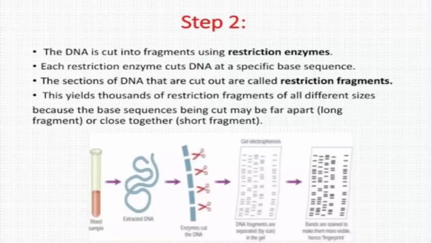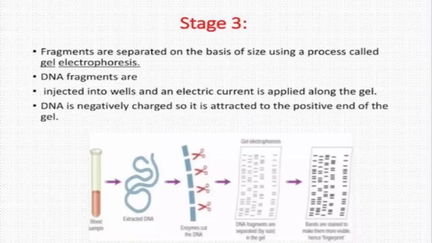Stage 2. The DNA is cut into fragments using restriction enzymes. Each restriction enzyme cuts DNA at a specific base sequence. The sections of DNA that are cut out are called restriction fragments. This yields thousands of restriction fragments of all different sizes because the base sequences being cut may be far apart or close together.